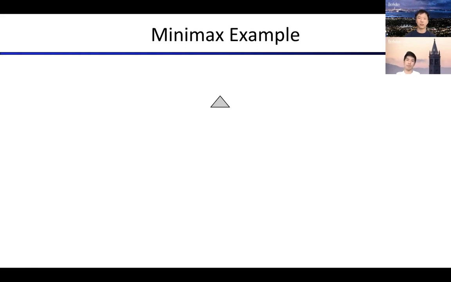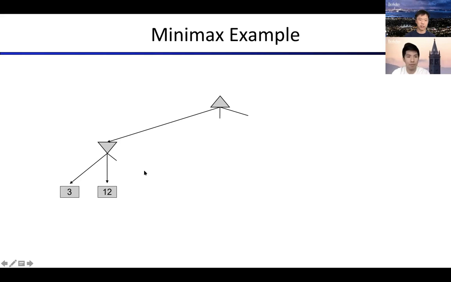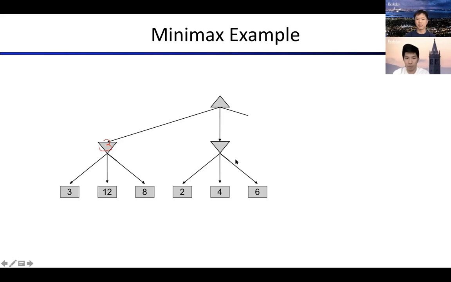All right, so let's go over a Minimax example. The root node is a maximizer, and then it will call one of the minimizers. The minimizer to the left has values 3, 12, and 8. So what should be the value for this minimizer? We'll pick 3, and then the maximizer will look at another minimizer here. The second minimizer node will have 2, 4, and 6, so we'll pick 2.